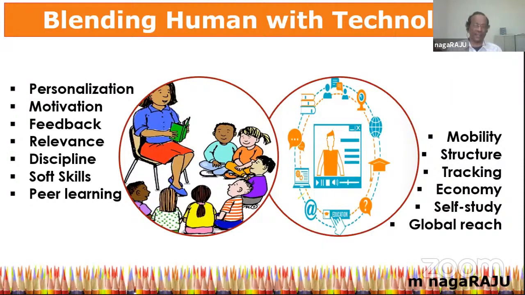Now consider this. Suppose I can take some advantages from here and some advantages from here and put all of them together and offer it to my students. How wonderful that would be. The best of the two worlds. So the best from here and the best from here together become the best of both worlds. That's exactly what happens in blended learning. A little from here, a little from here together becomes the best, and naturally that's what blended learning is, and that's why it's becoming so very popular.